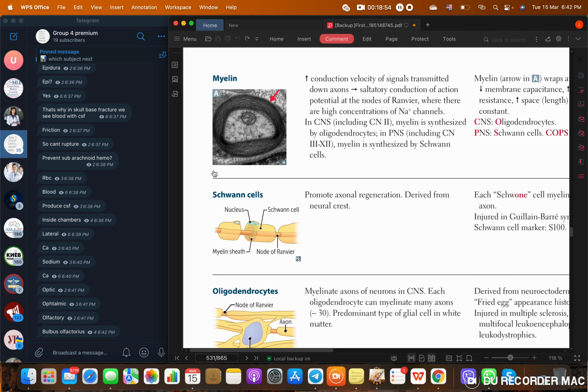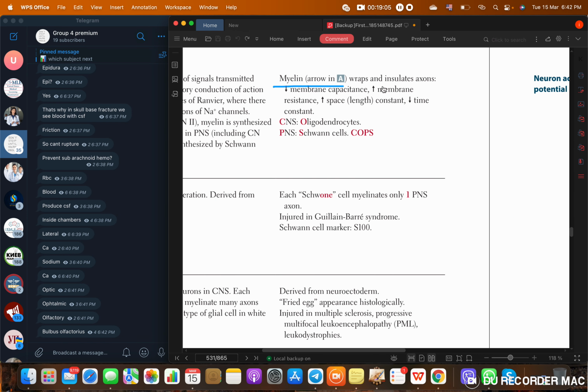Okay, so that explains why people with diseases of the CNS only, like multiple sclerosis, can have visual problem and olfactory problem. Okay, so in the PNS, including cranial nerve number 3 until 12, myelin is synthesized by the Schwann cells. Okay, so myelin wraps and insulates the axons. It's like the plastic cover. Decreases membrane capacitance, increases membrane resistance, and increases space length constant.